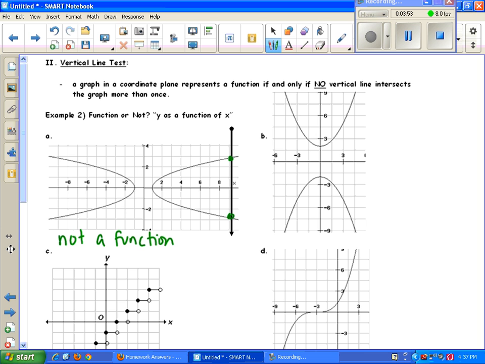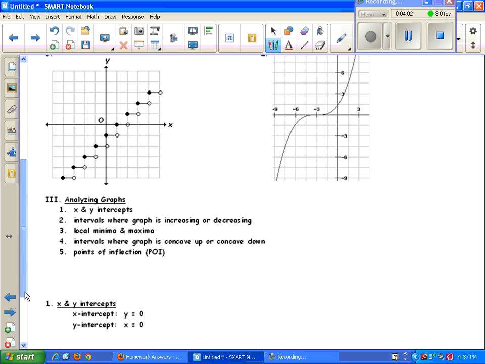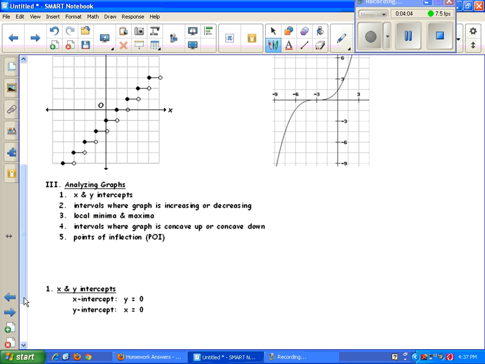So what I want you all to do for your homework is do the same thing for B, C, and D, and tomorrow in class we will go ahead and talk about those. So for part 3, we're going to talk about analyzing graphs. We're going to talk about x and y intercepts, intervals where they're increasing or decreasing, maximum and minimum, and intervals where the graph is concave up or concave down, points of inflection as well.